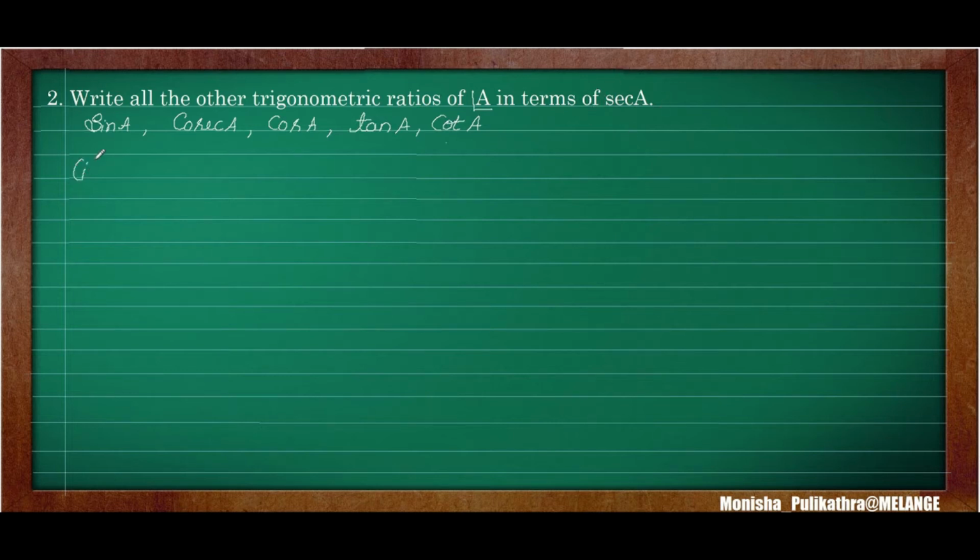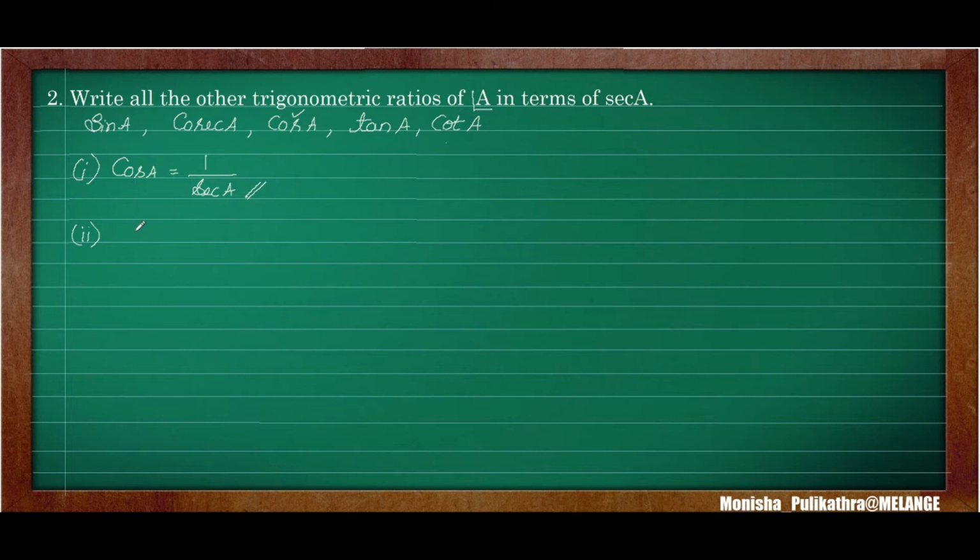Okay, so first one I will be taking cos A, because we know that cos A is equal to 1 by secant A. Okay, so this is the formula for cos A, because cos A is equal to 1 by secant A.